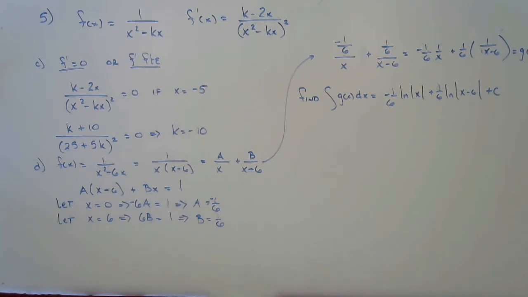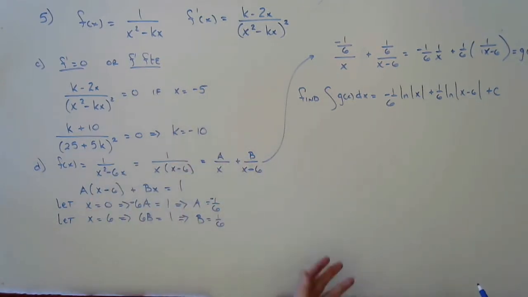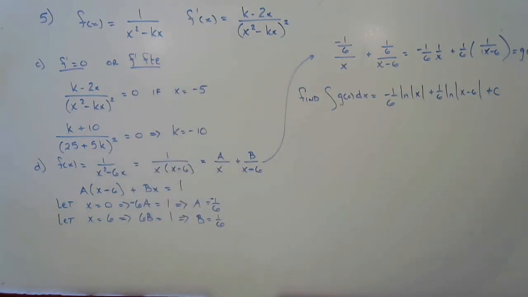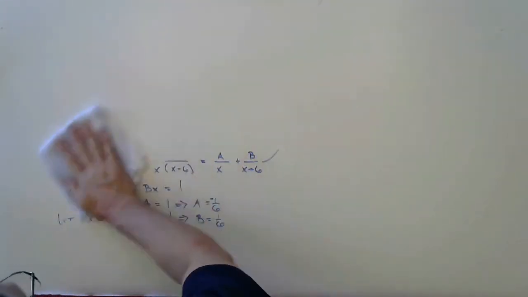And, you know, we can leave our answer like that. We can put our answer together using log properties. We don't care. So that's the solution to problem number 5. Now we'll move on to question number 6. That'll complete our journey through the 2015 BC free response test.